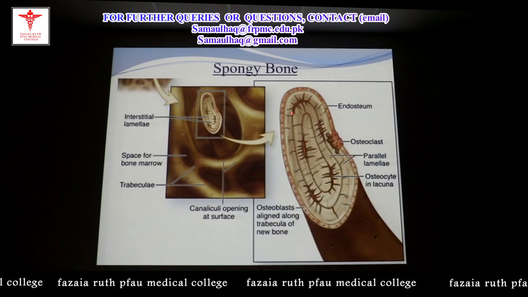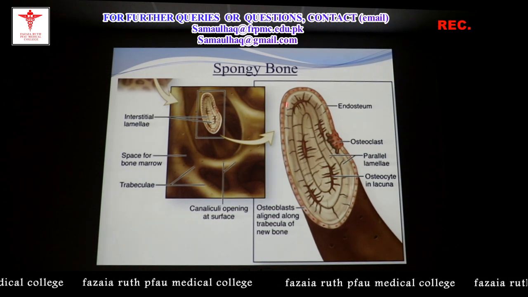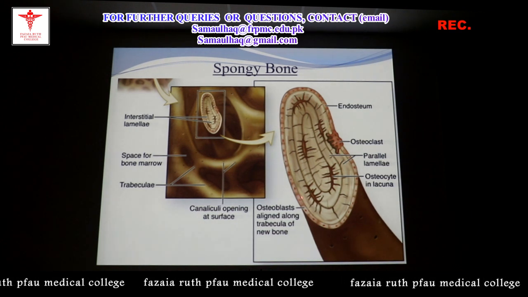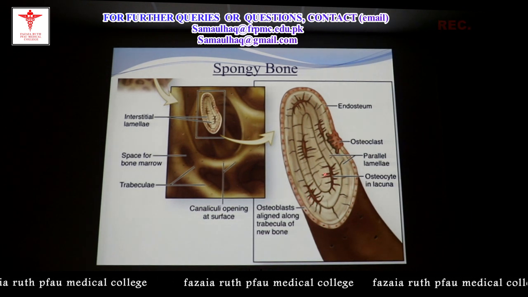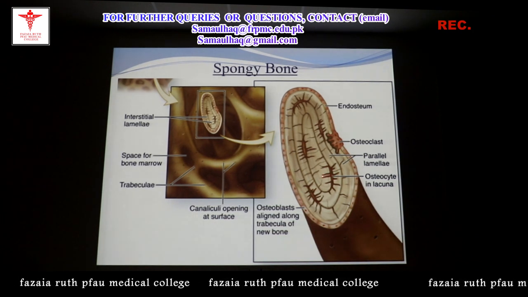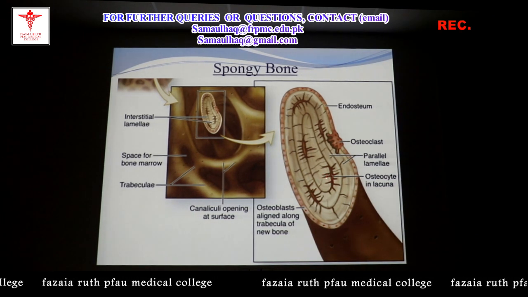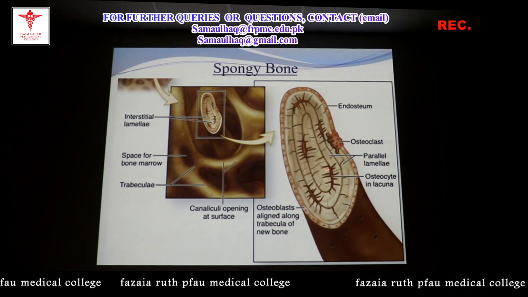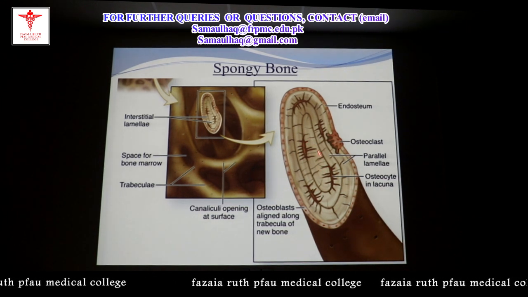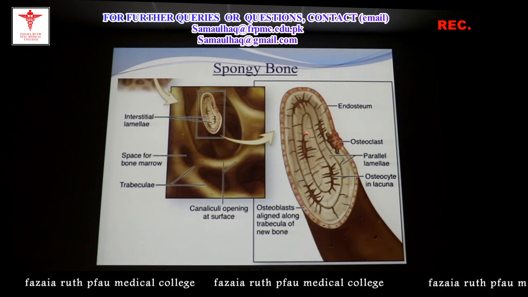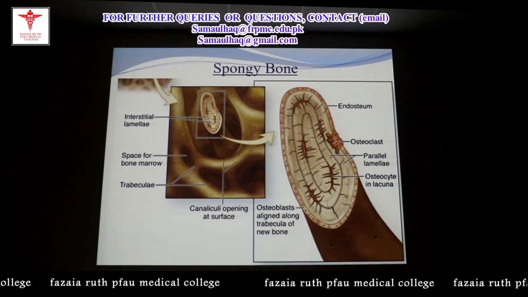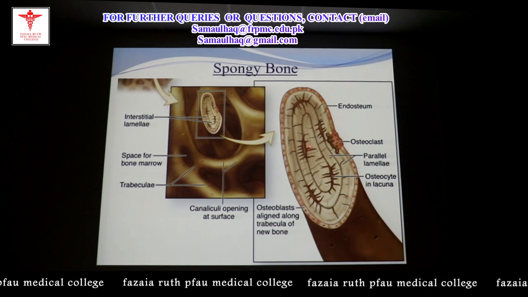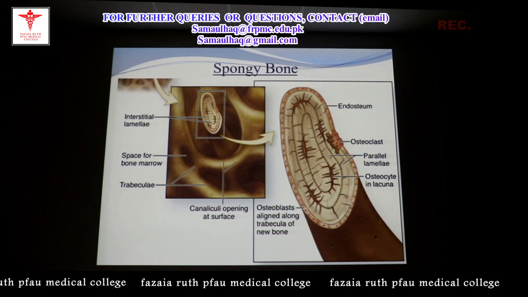What we can see are the same layers of osteoblasts on the outer aspect, aligned together with the lamellae inside, and these lamellae contain lacunar spaces which contain osteocytes, and again the canaliculi are present there. So canaliculi are there, lacunae are there, osteocytes are there, parallel layers of collagen fibers are there, but we are lacking a central canal, or we are lacking a Haversian system in the spongy bone as compared to compact bone.